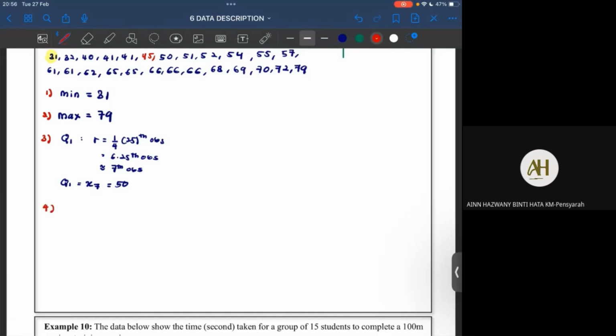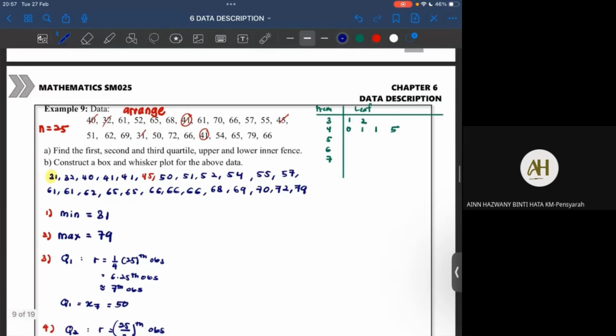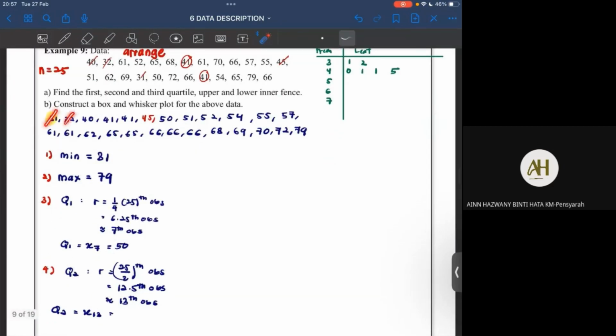Nombor 4, Q2 kita ataupun median kita. Median kita boleh terus gunakan n bahagi dengan 2. So 25 divided by 2, kita ada 12.5 observation. Round up menjadi 13th observation. 13 bukan jawapannya. Ingat, Q2 kita is equals to observation yang ke-13. Which means 1, 2, 3, 4, 5, 6, 7, 8, 9, 10, 11, 12, 13, 61.